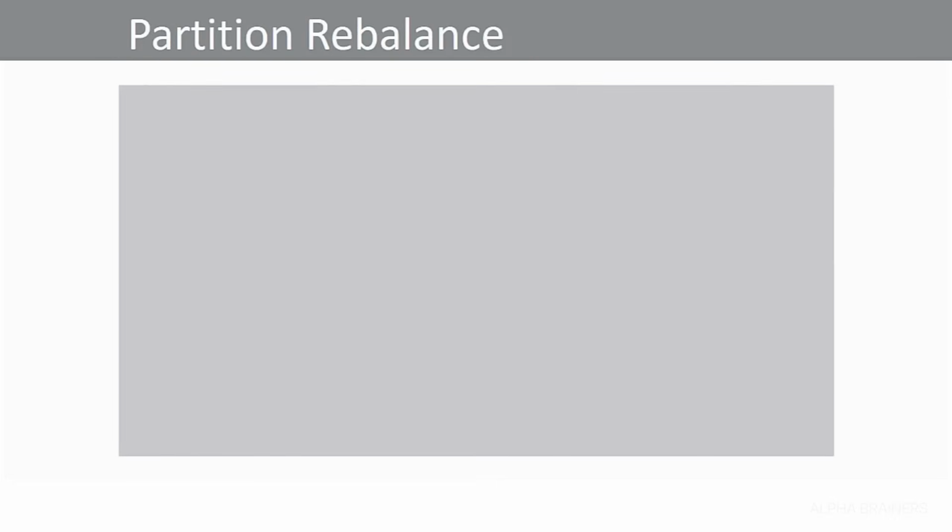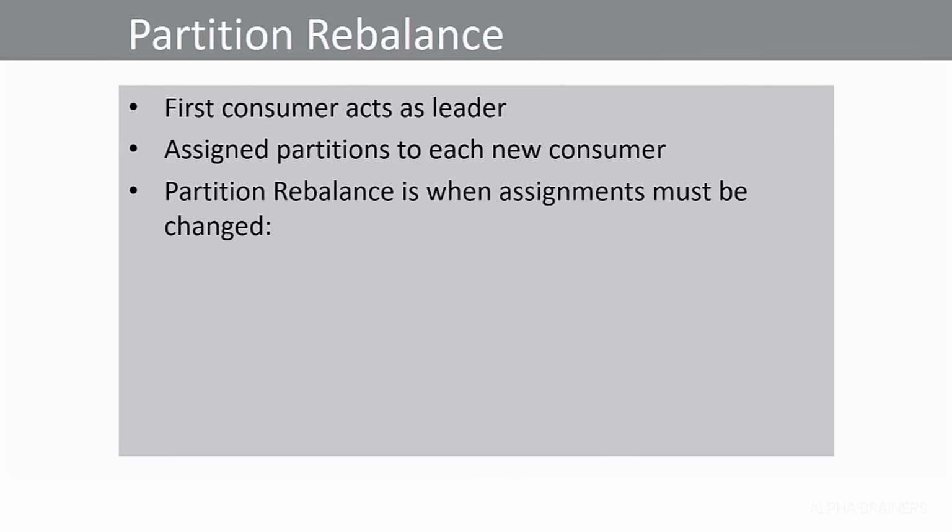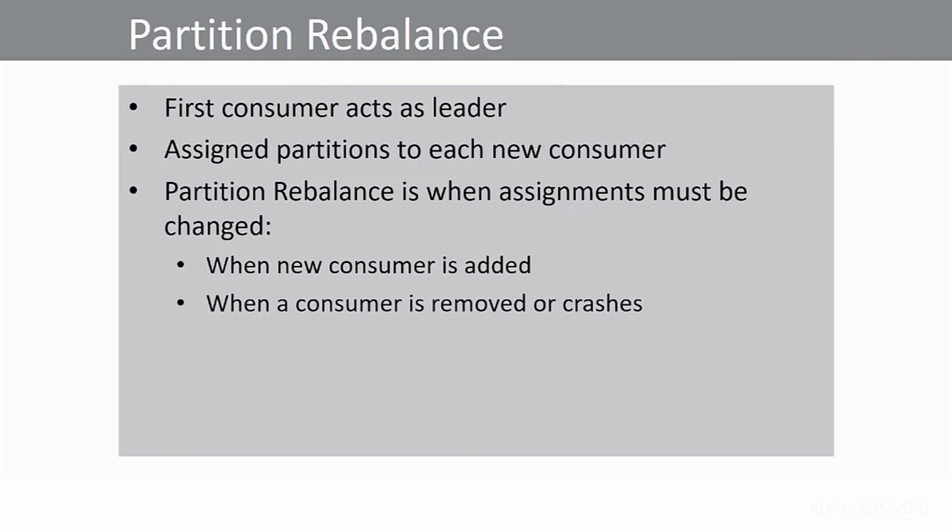So let's talk about partition rebalance, because this is important to realize as far as how information is read by the consumer group. One thing to point out is that the first consumer that comes online acts as a leader. So it's the one that talks to Zookeeper and keeps track of what partitions are available, and it also goes through the process of assigning partitions to each new consumer that comes online. A partition rebalance is when the assignment of the partitions to the consumers has to be changed. And this could happen in several different situations. It could happen when a new consumer is added. It can also happen when a consumer is removed or crashed.